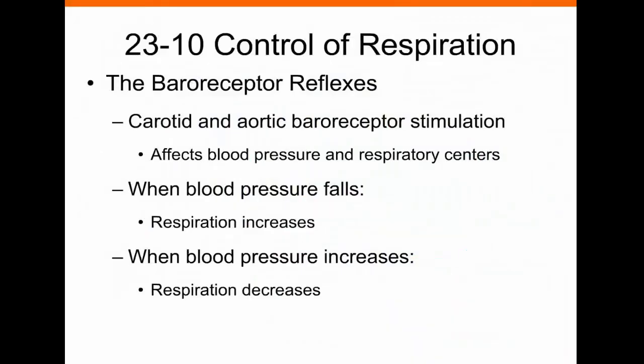So baroreceptor reflexes, so this is pressure. These are located in the carotid and the aortic baroreceptors. Stimulation causes an effect on blood pressure and the respiratory centers. So when blood pressure falls, respiration increases. When blood pressure increases, respiratory rate decreases.